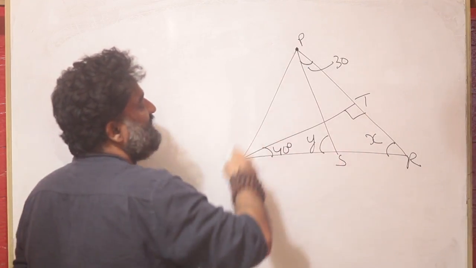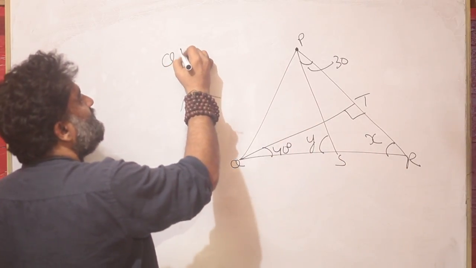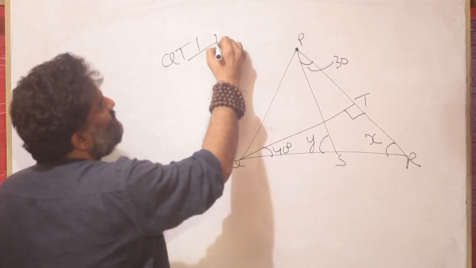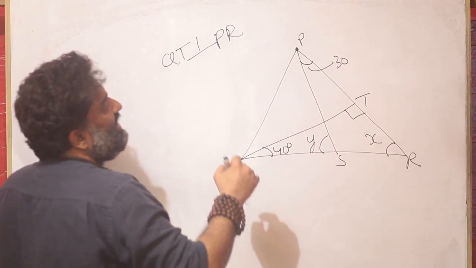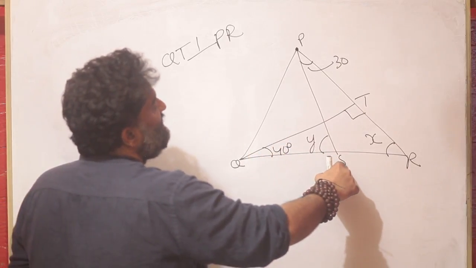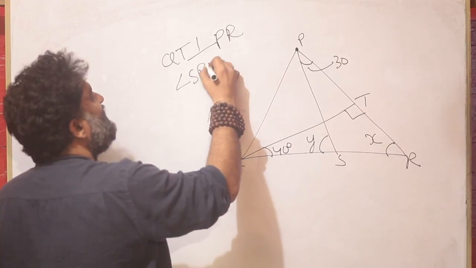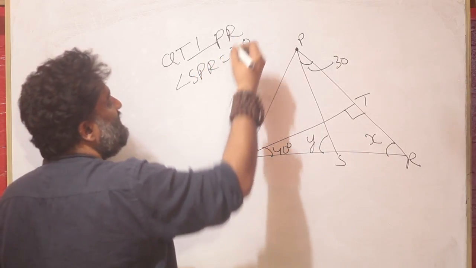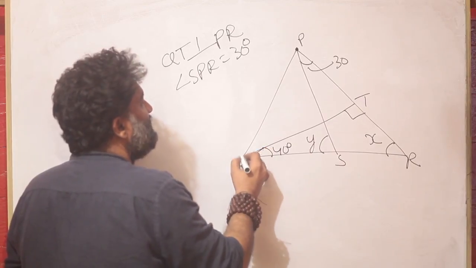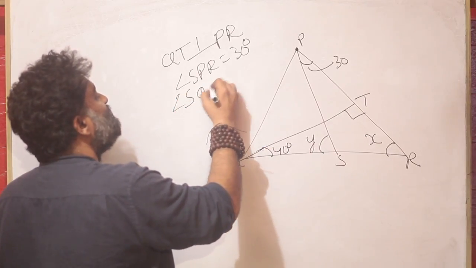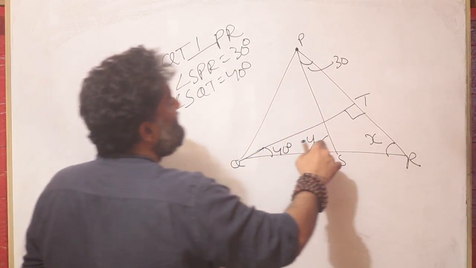There is a triangle PQR. It is given to me that QT is perpendicular to PR. That means this angle is 90 degrees. It is further given to me that angle SPR, this angle, is 30 degrees. And angle SQT is equal to 40 degrees. So this is the information given to me. And my question is, what is the value of angle X and angle Y?